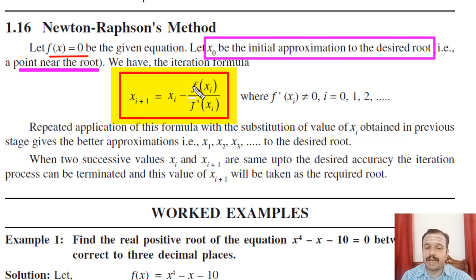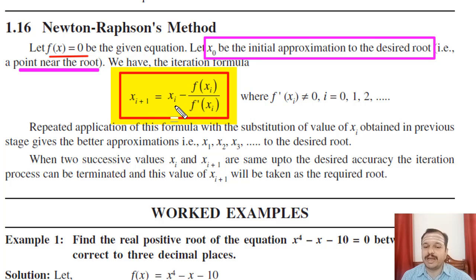The repeated application of this formula, with the substitution of x(i) obtained in the previous stage, gives better approximations. That is, to get x1 we use x naught, to get x2 we use x1, to get x3 we use x2. So to get the (i+1)th value of x, we use the previously iterated value of x, that is x(i). So this is the iteration formula.